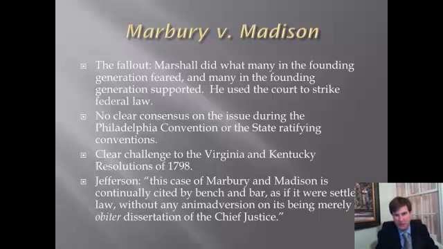The state can act as a hedge. The state can block federal law. The state can declare federal law unconstitutional. Marshall's saying, no, not really. The federal government's the one that can do that. And so Jefferson and Madison, you're wrong.